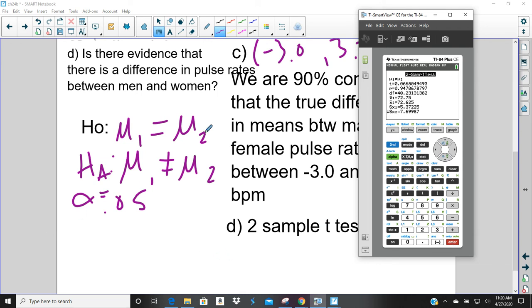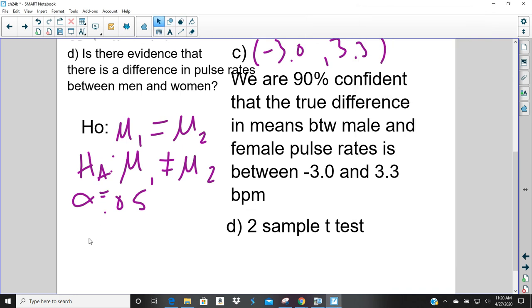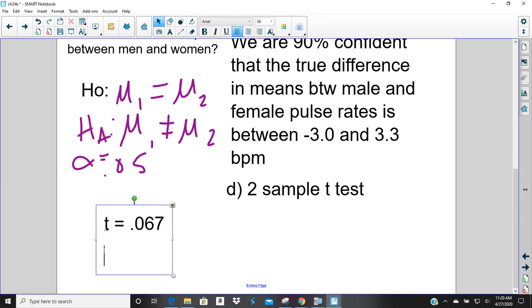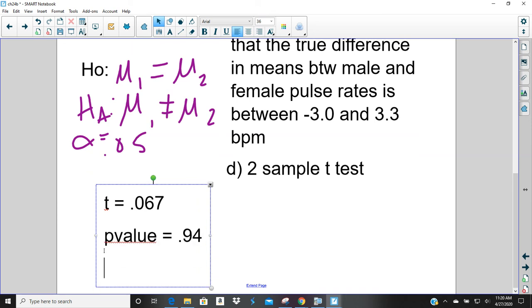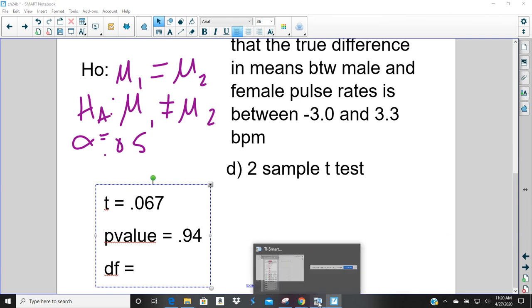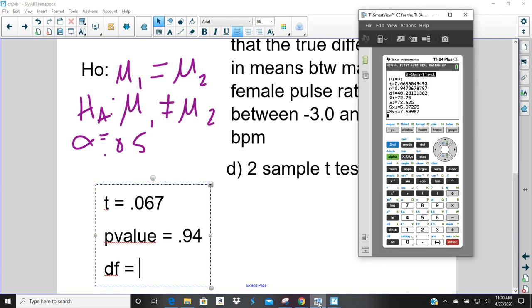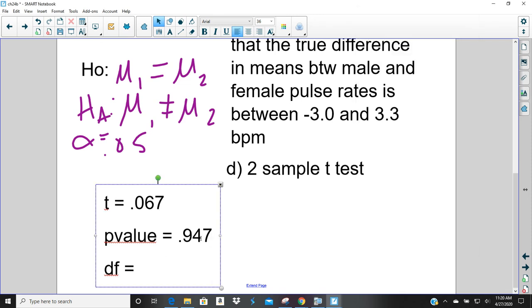So let's do this. We have a two sample t-test. So t equals 0.067. The p-value was equal to 0.94, something like that. And the degrees of freedom was, I can't remember right now. You guys remember? 40. This was 0.947. And this is 40. Okay?